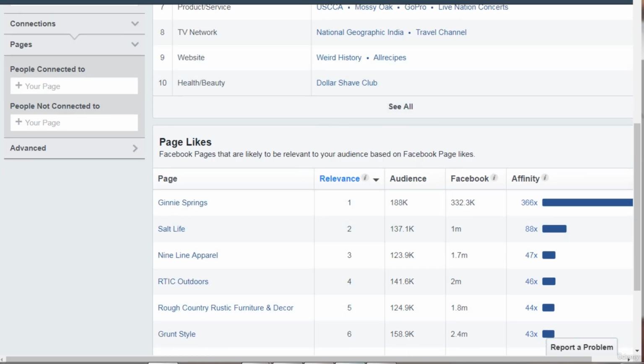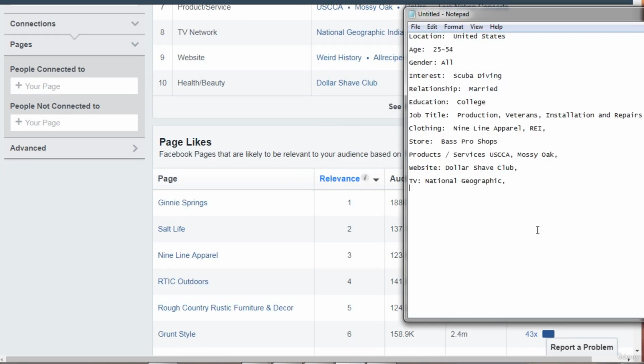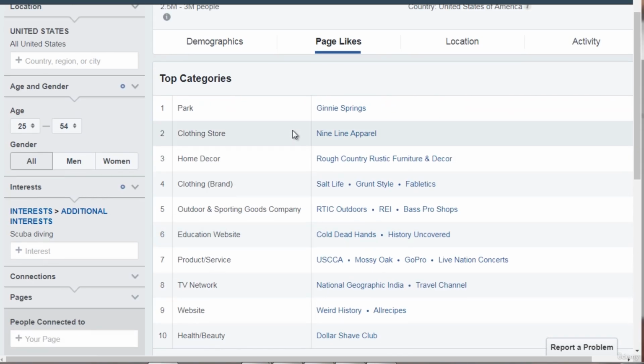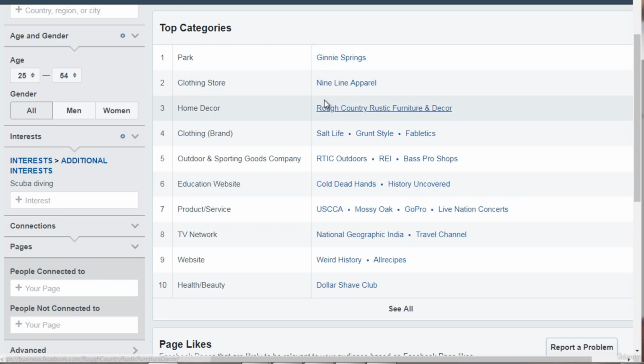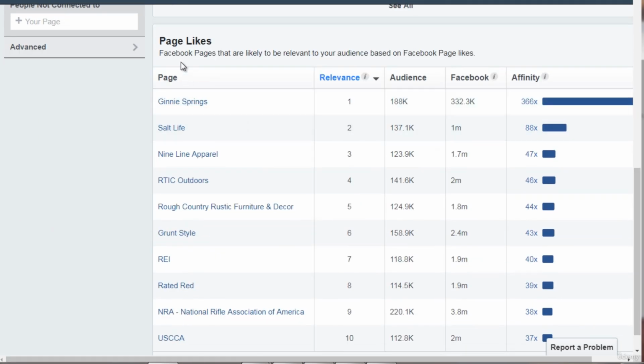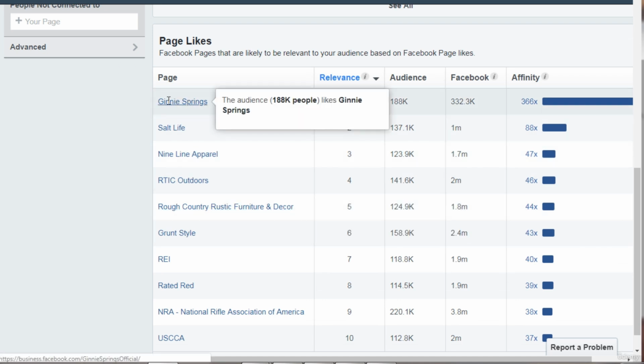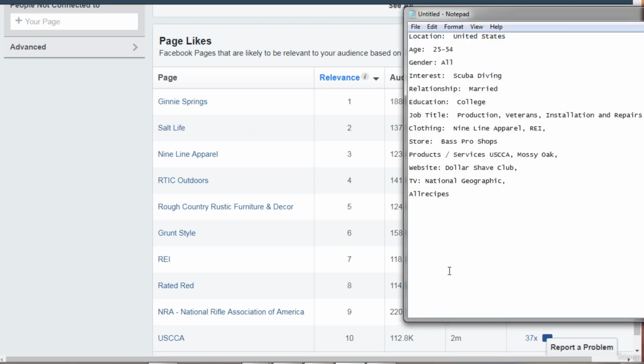They like to visit All Recipes. And then we've got page likes. So what's the difference between this and this? This is page likes, and these are actual categories that they're interested in. So we've got page likes, we've got Jenny Springs, Salt Life, 9-line apparel.